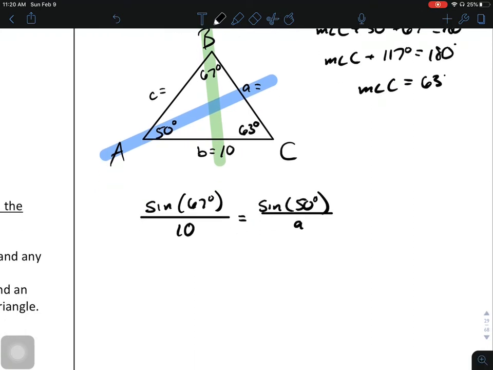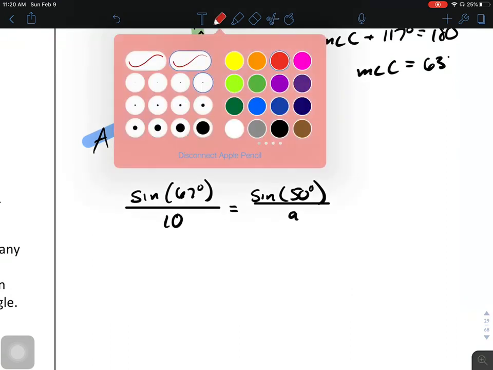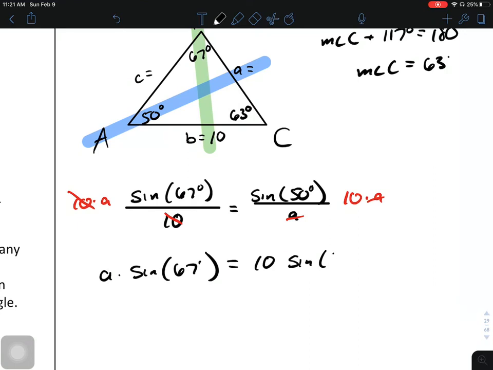Now it's algebra. We're trying to solve this for a. I'm going to multiply both sides by 10 and a to get rid of my fractions. On the left, the 10's cancel. On the right, the a's cancel. So on the left, I'm going to get a times sine of 67 degrees equals 10 times sine of 50 degrees. It's really important that when you're multiplying a number times a trig function that you're writing it on the left side.